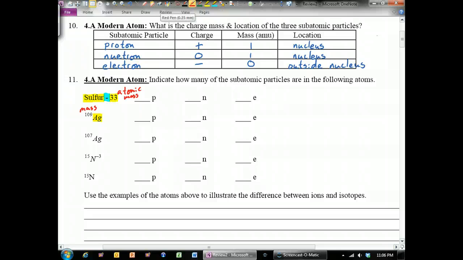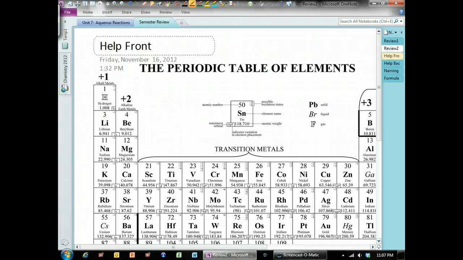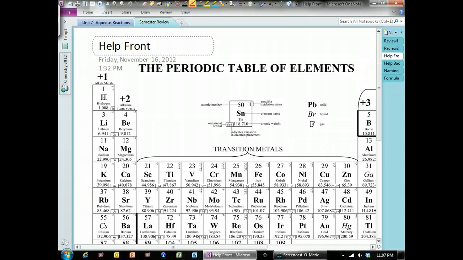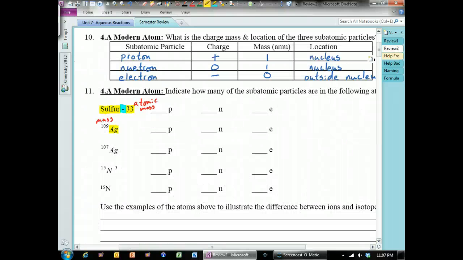When you first look at these, the first thing I'd like you to do is identify the element and find it on the periodic table. So in this case here, if we go and find sulfur on the periodic table, we see that it has a 16 up above. What the 16 is, is what's called the atomic number. The atomic number is always going to be the number of protons. So for sulfur, you always have 16 protons.